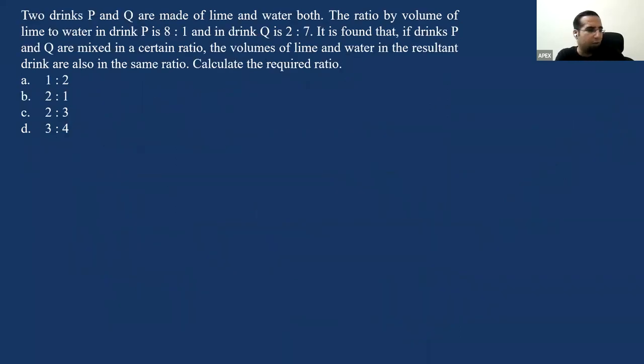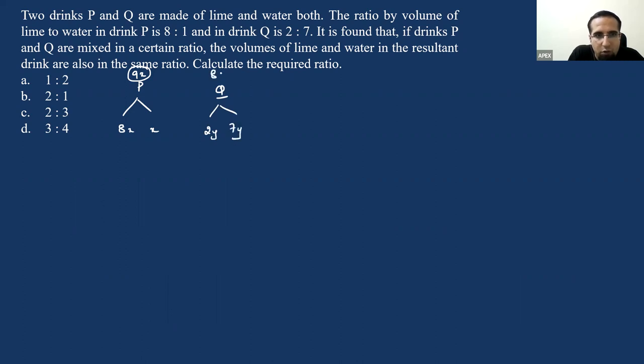Now let's look at this question. This question is a very interesting question. So I have two drinks, P and Q, both made of lime and water. Let's say the ratio of lime to water in P is 8 is to 1. Let's say 8x and x, so total is 9x here. And let's say Q has a different ratio, so I'm talking about this as 2y and 7y. This is equal to 9y.